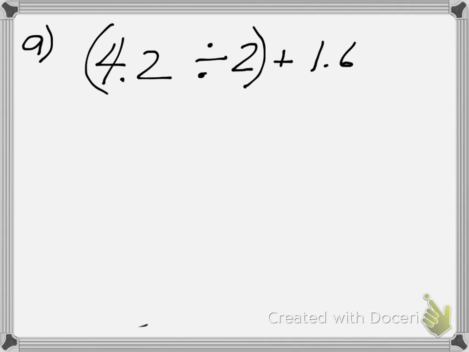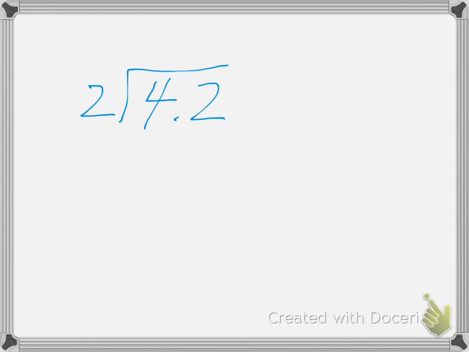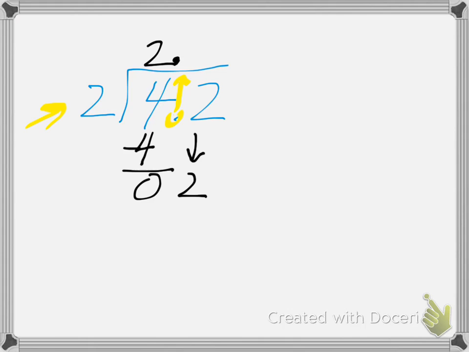Our first problem that we have has division first, so we're going to automatically do 4.2 divided by 2. So 4.2 divided by 2. This is already a whole number divisor, so we just bring our decimal point up into our answer. So once we have our decimal point in our answer, then we just divide, just like it's 42 divided by 2. Goes in there twice, which is 4 and 0. Bring down the 2. 2 goes into 2 one time, which is 2 and 0. So our answer for that is 2.1.